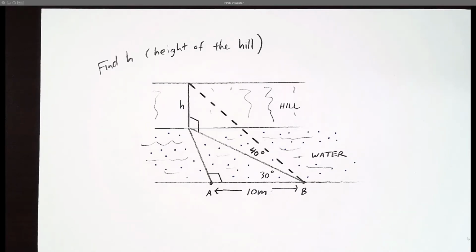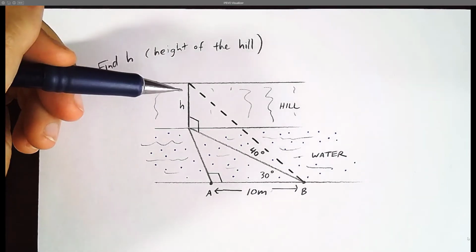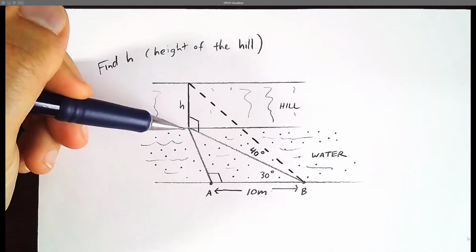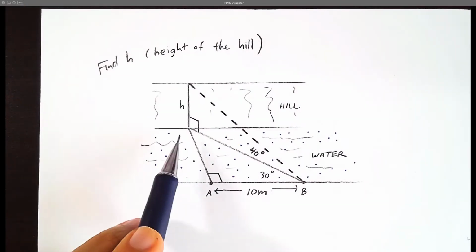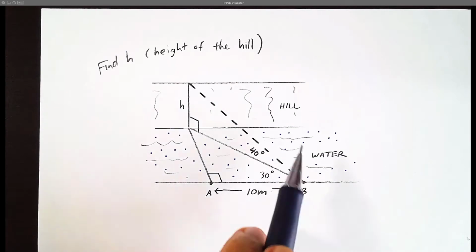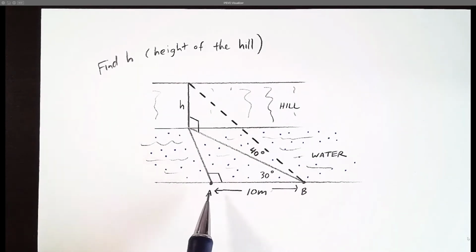Let's use SOH CAH TOA to find the height of the hill. We have this 3D drawing. There's a nice hill there, and we have some nice water here. Now imagine there's person A, person B. They're standing 10 meters apart.